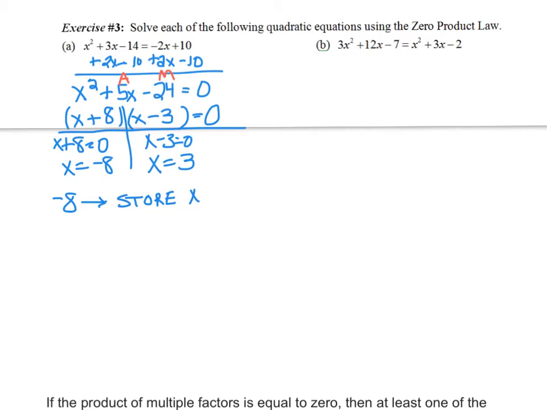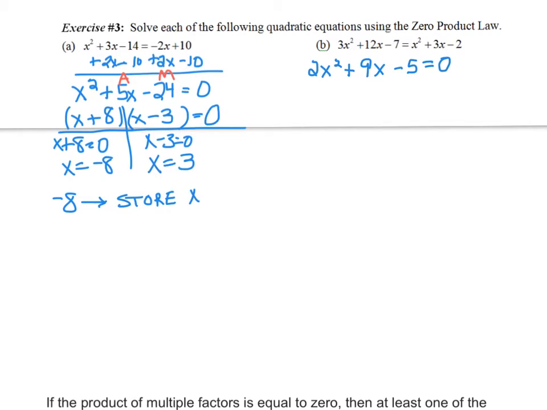Looking at the last example, part B here, we're going to again move terms around. So I'm going to subtract x squared from both sides, so that's going to give me a 2x squared. I'm going to subtract 3x from both sides, so that's going to be a plus 9x. And I'm going to add 2 to both sides, so that gives me negative 5. Don't forget to put the equal 0 because I still have an equation.